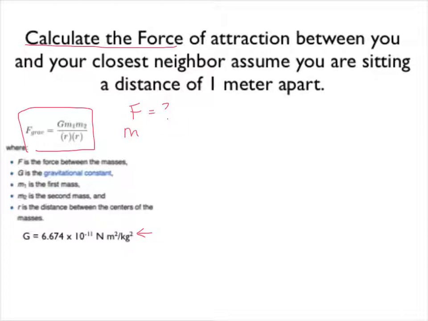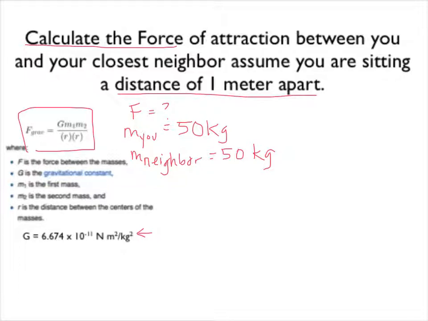You're going to need the mass of you. And so I'm just going to use 50 kilograms here because I don't know who's paying attention. I don't know who's listening today. So we're going to assume you weigh about 50 kilograms. And we're also going to assume that your neighbor has a mass of 50 kilograms as well. So we have our M1 and our M2. And we are sitting a distance of 1 meter apart. So that means that R equals 1 meter.